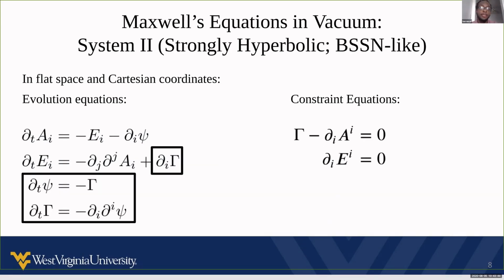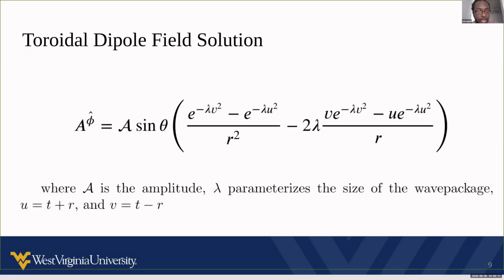On the left-hand side, again, we have the evolution equations, where we have these modified equations. On the right-hand side, we have another constraint equation where we can monitor how well our errors adhere to the definition of gamma. Okay, so we have our evolution equations. Now we need initial data. Here we just define a toroidal dipole field solution. It's pretty simple. We define the initial data at t equals 0, and then we march the solution forward in time with finite differences, using the evolution equations and so on.